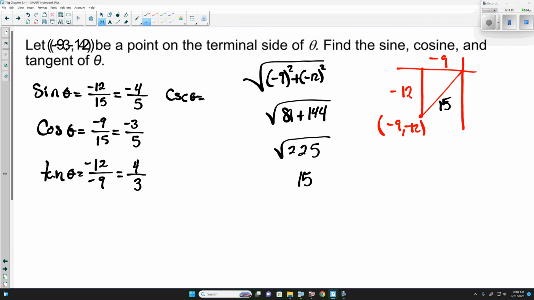If we found cosecant, it'd be -5 over 4. Secant is -5 over 3. And cotangent is 3 over 4. Because really, once we find sine, cosine, tangent, we have secant, cosecant, cotangent. The only thing we really have to deal with is simplifying the radical if there ends up being one in the bottom of the fraction. Otherwise, they're pretty nice.